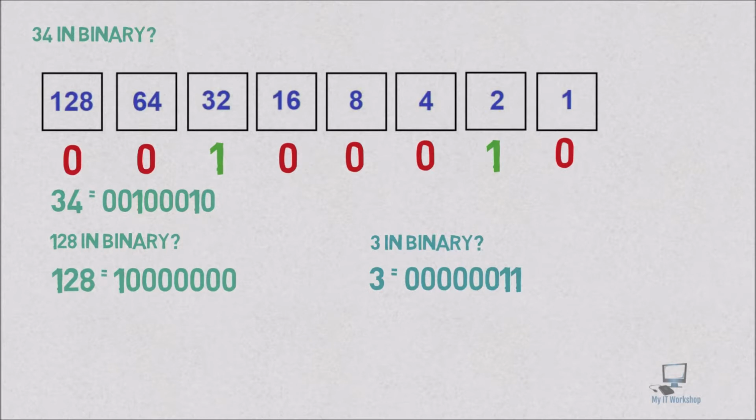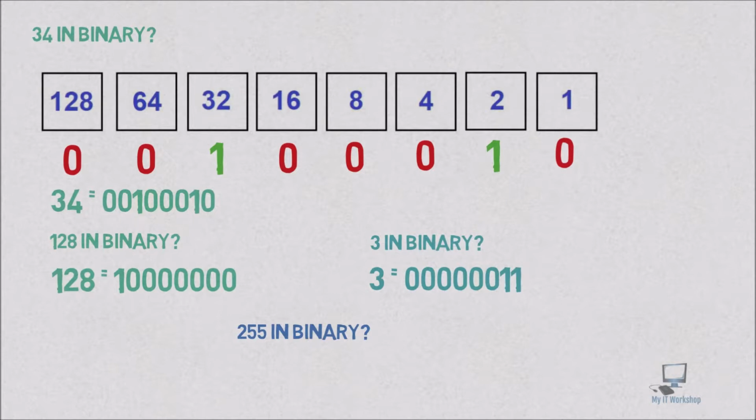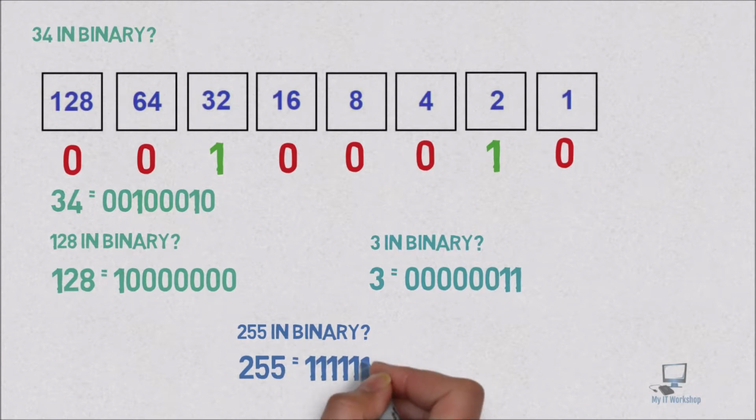We're going to try one more, 255 in binary. This number is a little big, so if you stop the video, you can do it yourself. But 255 in binary is going to be 8 ones, because if you add 128, 64, 32, 16, 8, 4, 2, and 1, it's going to give us 255. So this is the largest number we can form with these 8 boxes.